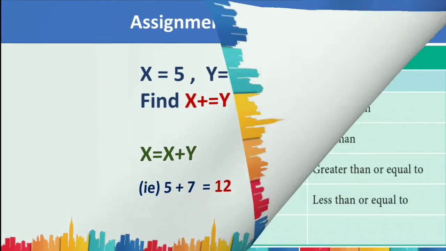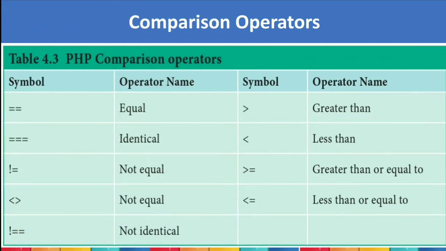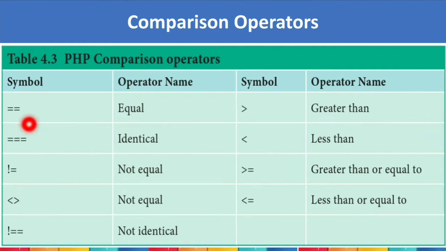And the next one is comparison operators. Yes, these operators are used to compare two values, and these values can be integer or string. Integer means numbers, string means words. It can be of any data types. So let's see the symbols.